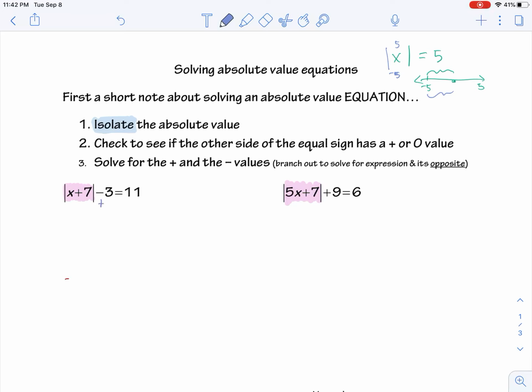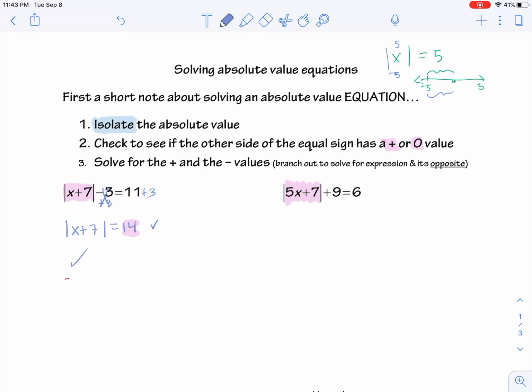For example, here we're going to add 3 to both sides, and we're going to get that the absolute value of x plus 7 is equal to 14. So I want to check, is this negative? Nope. So I can proceed with my solving. Once you've checked whether it's positive or 0 value, it is time to solve for both the positive value of 14 and its opposite, the negative.